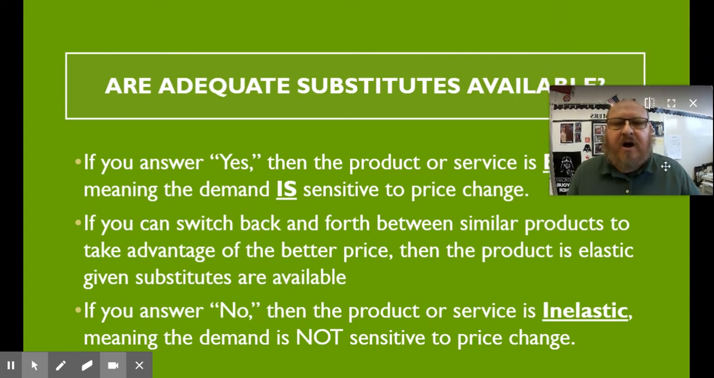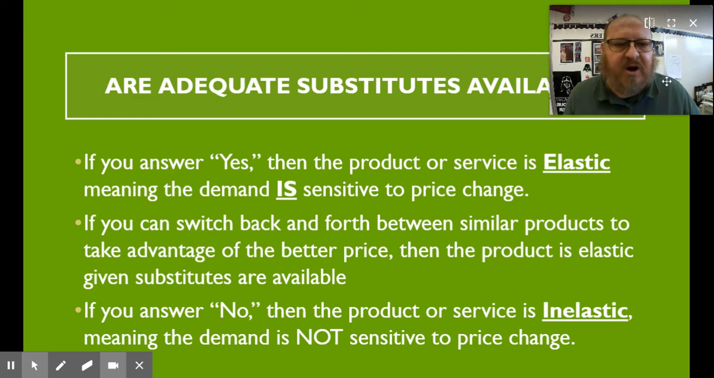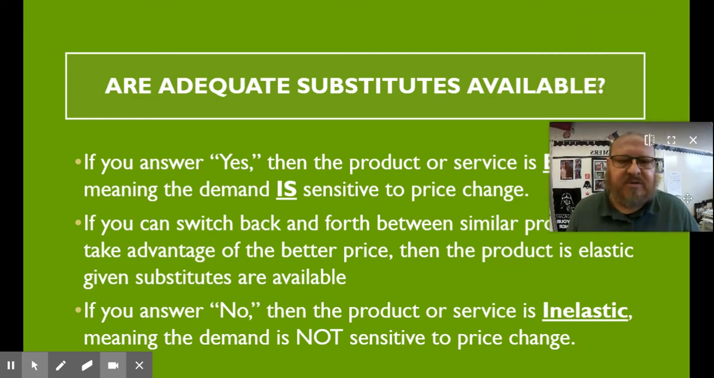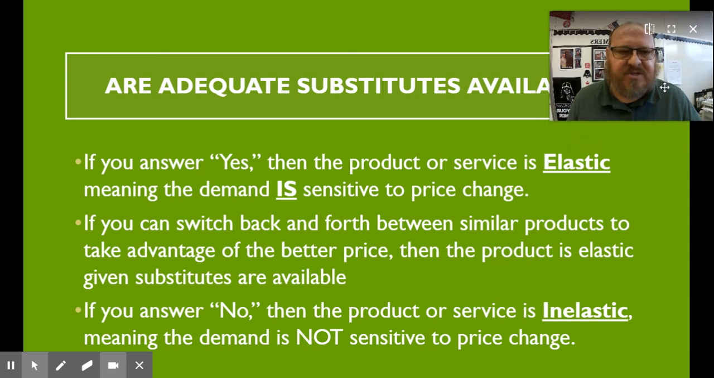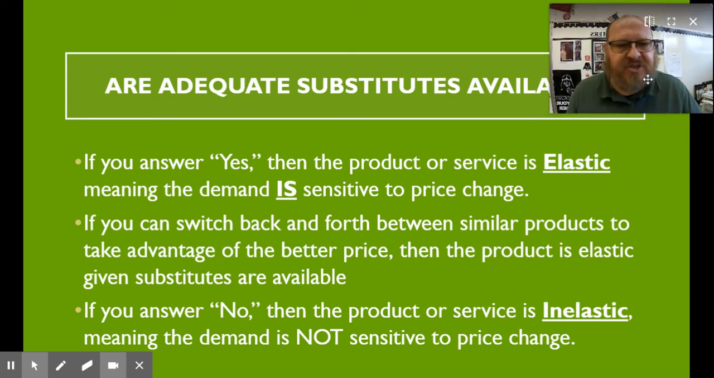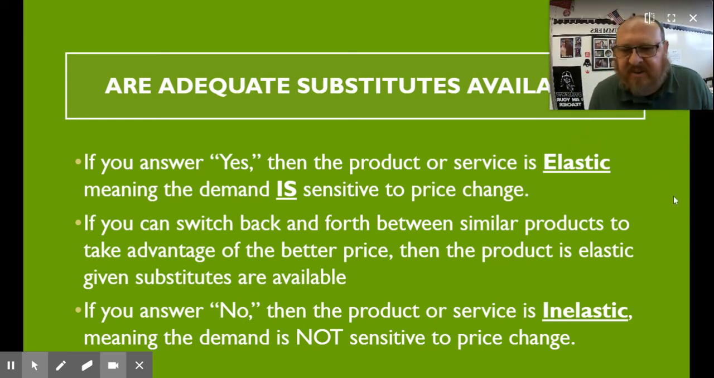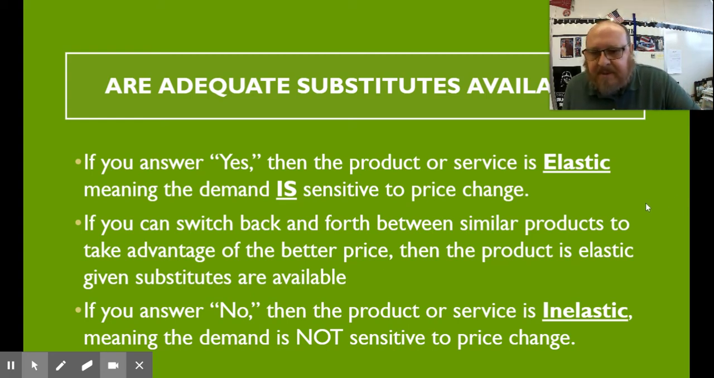Okay. Are adequate substitutes available? Are there substitutes that are available? So anything that you can use in replace of the main product. Okay, so if you answer yes, again, then the product or service is elastic. Okay, if there are lots of substitutes, then you can switch back and forth between the substitutes to get the better price. Okay, and so that means that if the price changes on your number one product, then there is a substitute available.